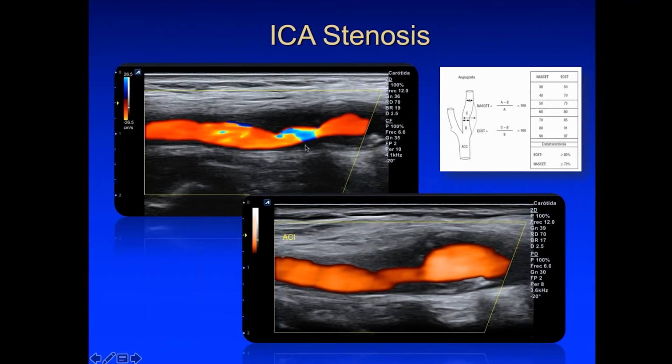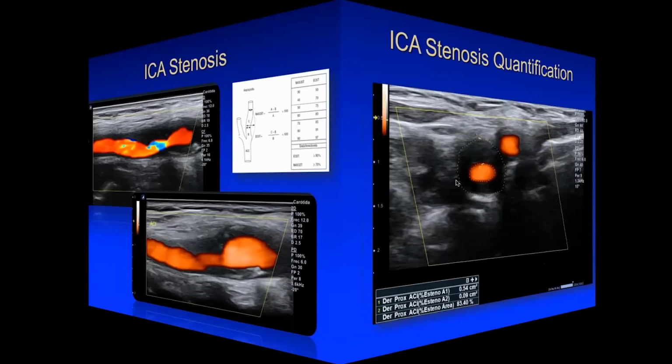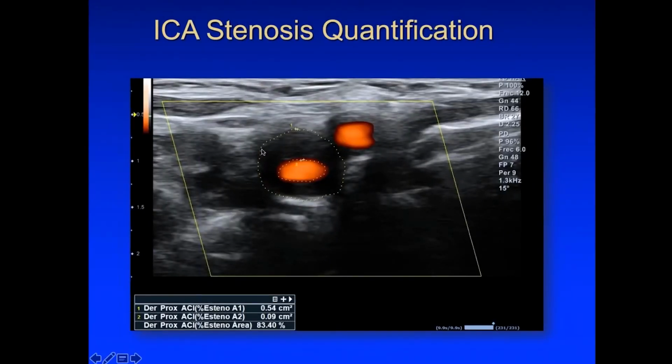So let's see an example here. This is an ICA stenosis in a symptomatic patient. Here with color, we can observe where the aliasing is, the more acceleration of the velocity. And here we can see with power Doppler. So which method are we going to use? For example, with the transversal view, the transversal approach, we can obtain also a value.